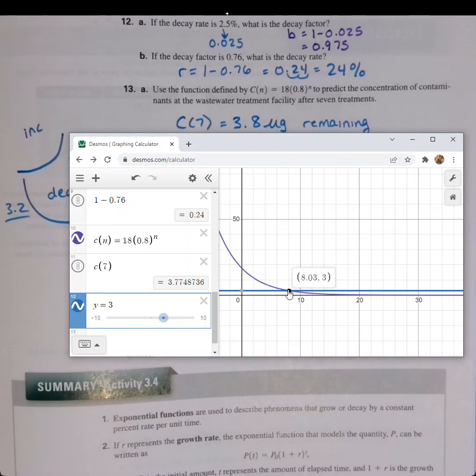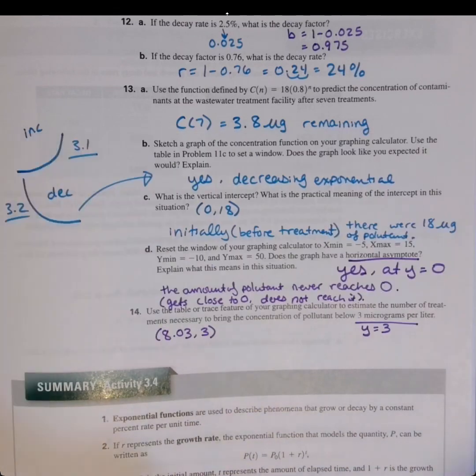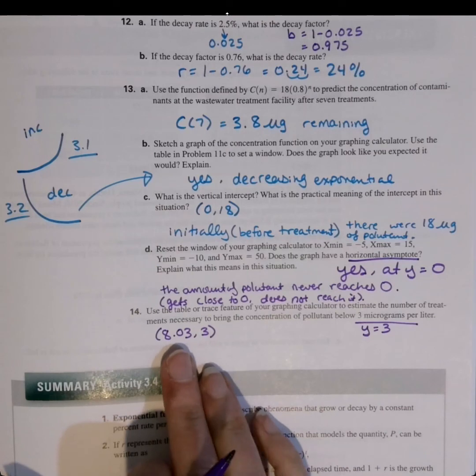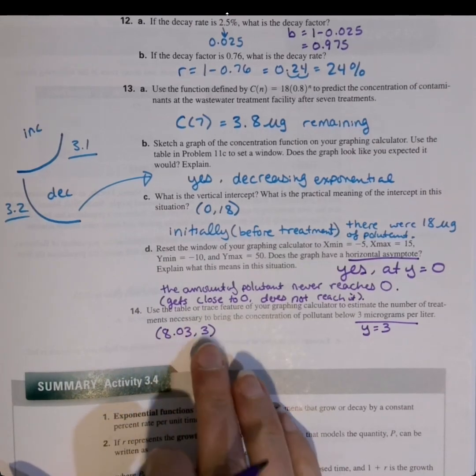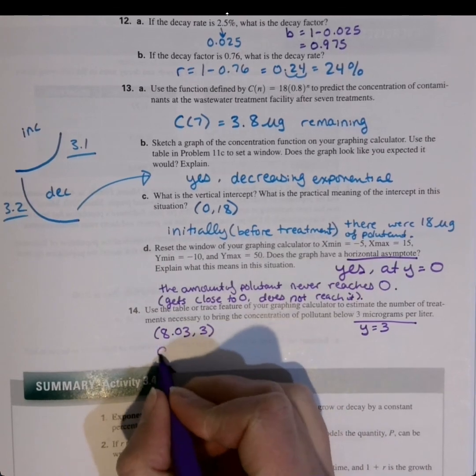So 8 treatments is not quite enough. If I plug in 8 right here, you'll see that we're just barely above 3 micrograms. So you can't do 8.03 of a treatment, so you're going to have to do 9 full treatments. You're going to have to round that up because it's not at 3 micrograms at 8 treatments. It's still just barely above it. So 9 treatments would be necessary.